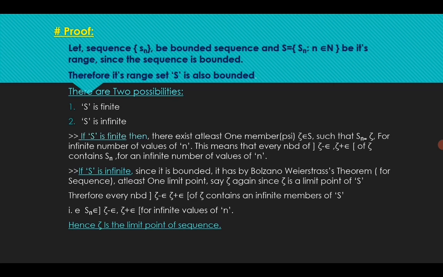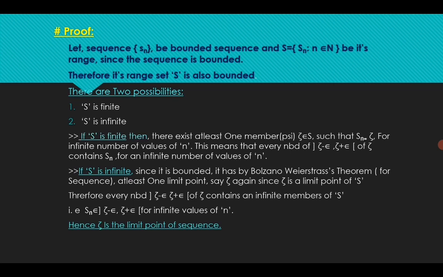Let us check briefly what happens when S is finite. When S is finite, there exists at least one member xi which belongs to S such that Sn equals xi for an infinite number of values of n. This simply means that every neighborhood, the open interval (xi minus epsilon, xi plus epsilon) of xi, contains Sn for an infinite number of values of n. Here the first possibility has been completed.